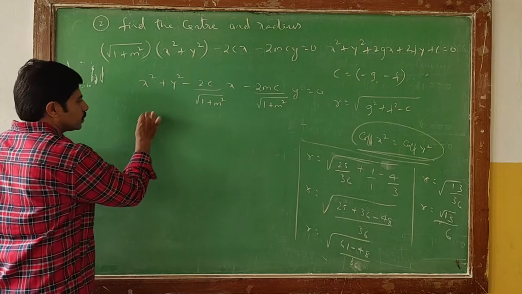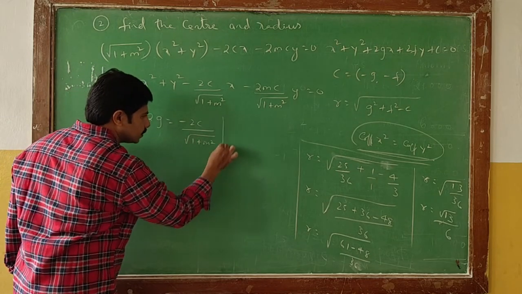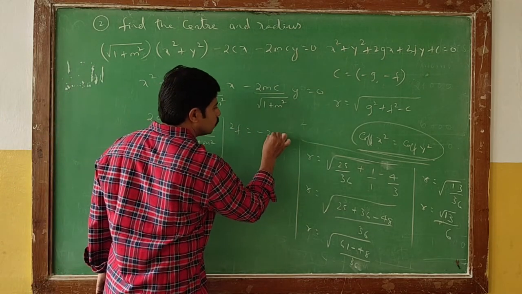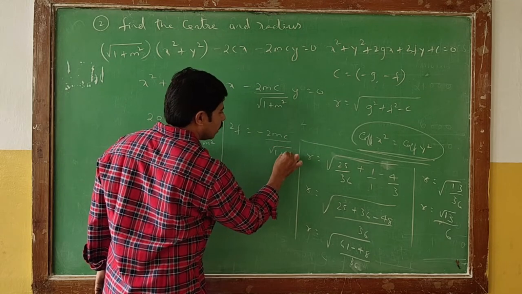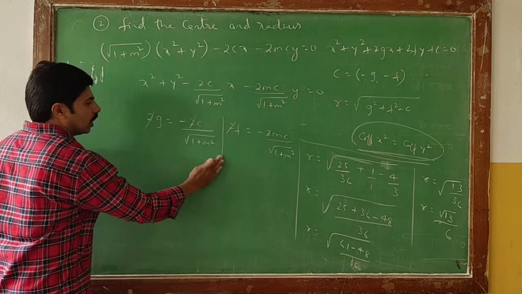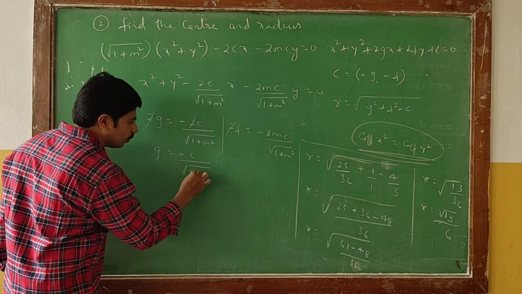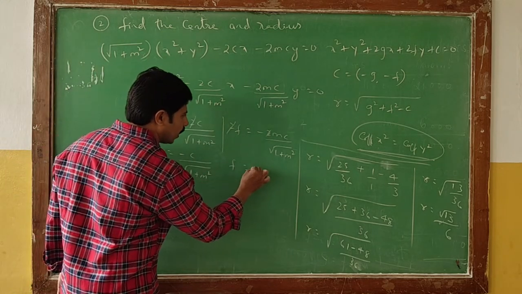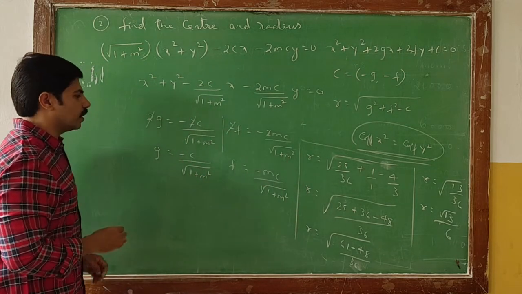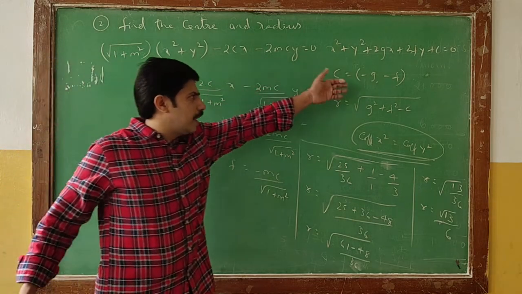After that we compare. So 2g is equal to minus 2c by under root of 1 plus m square. And the coefficient of y is 2f in the general equation, and here it is minus 2mc by under root of 1 plus m square. So 2 cancels, 2 cancels. Now what is the g value? It is minus c by under root of 1 plus m square, and the f value is minus mc by under root of 1 plus m square. Now the center is minus g comma minus f. See, the formula is already written, minus g comma minus f.